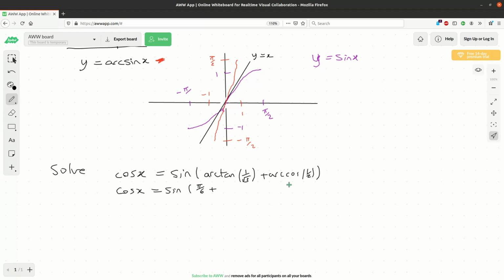So we've got cos x equals sine of pi over 6 plus pi over 3. That's sine of pi over 2. Sine of pi over 2 is 1. So we've actually got to solve cos x equals 1. And we can certainly solve cos x equals 1. It's 1 at 0 and 360. So the solving equations aren't too bad.